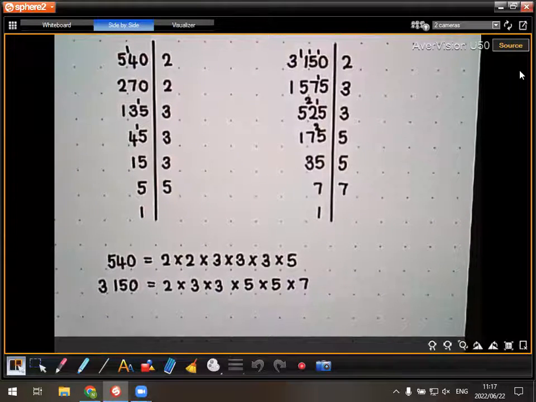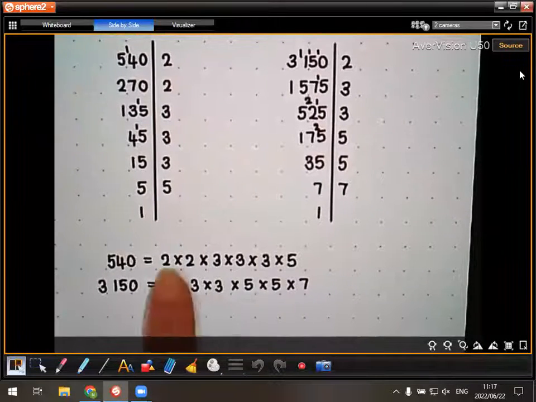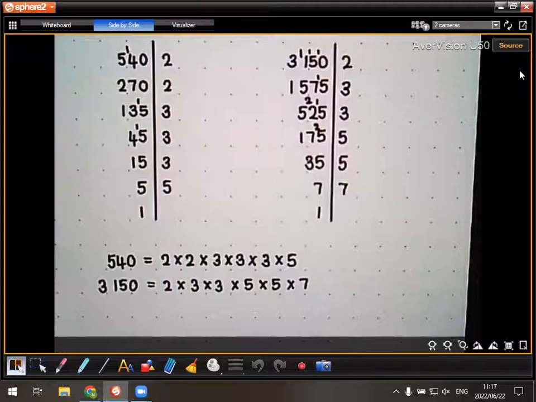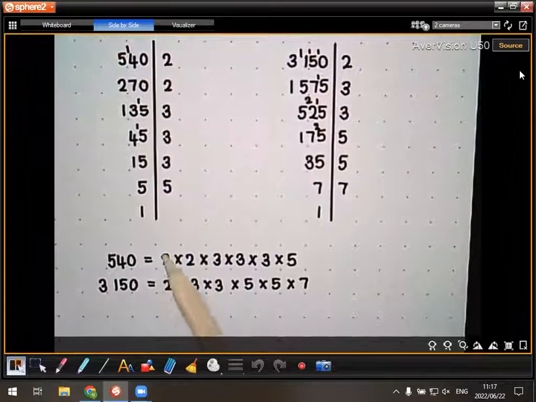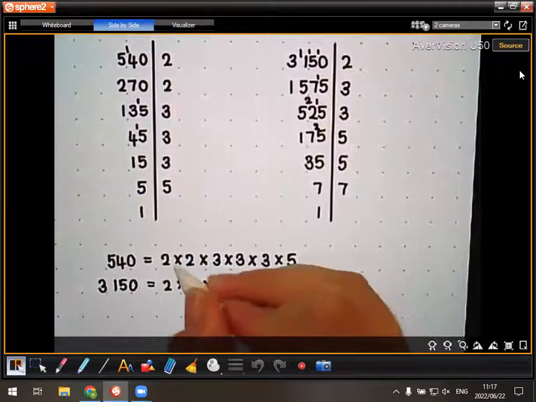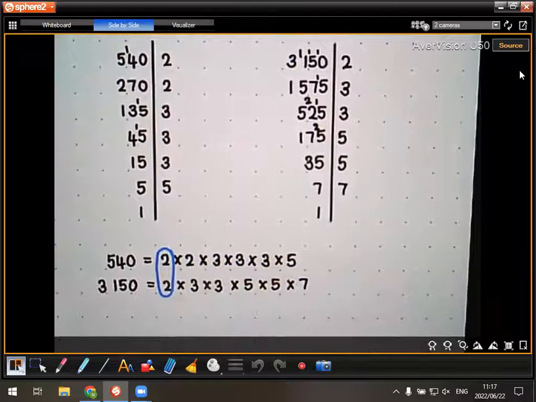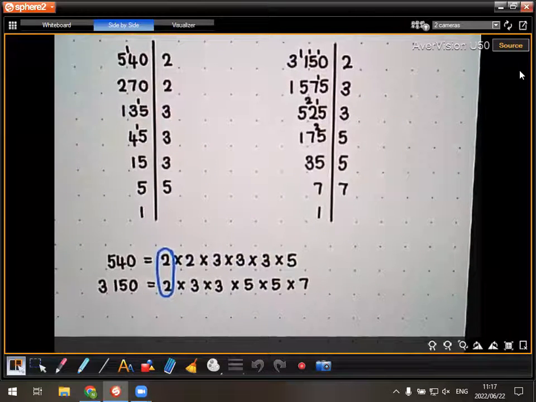Step 2 is to identify all the common factors. Guys, remember what is an HCF? Highest common factor. So we have all the factors here now. We need to identify the common ones. And what I mean by that is the factors that appear in both of these products. So do we see that there is a 2 in both of them? Right? So I'm going to circle that. 2 is a common factor.